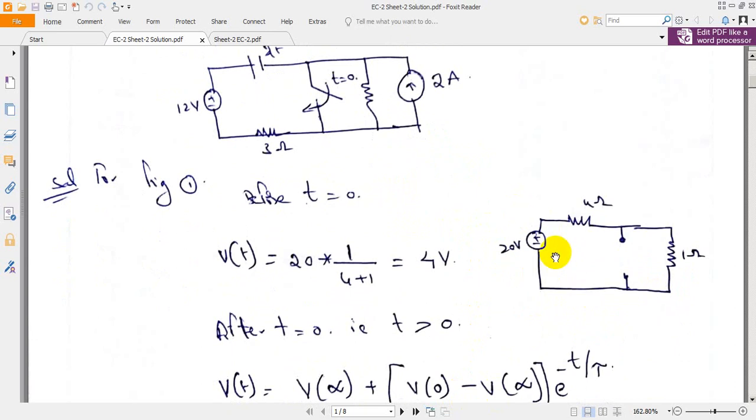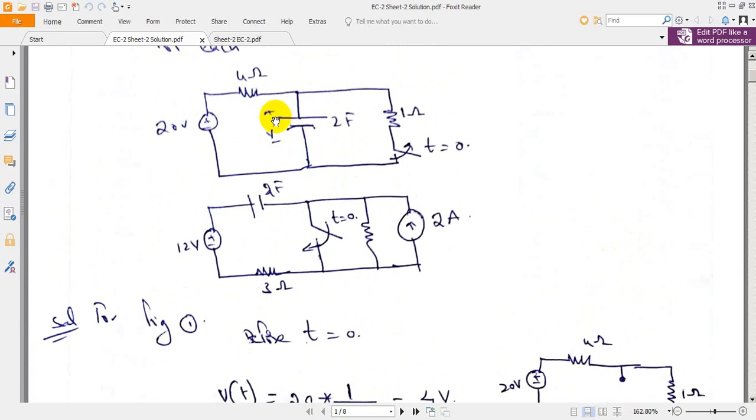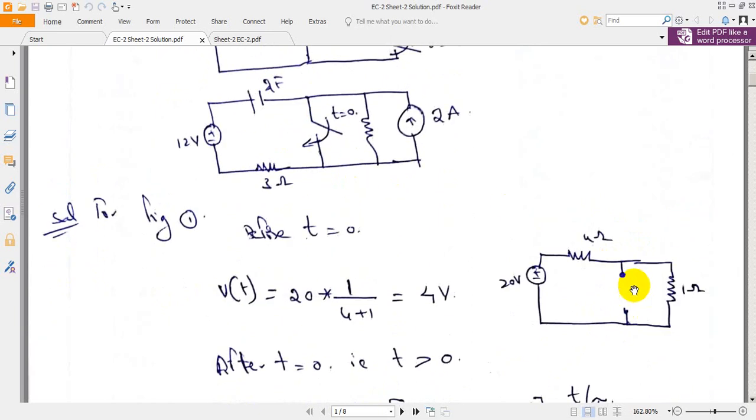Under these conditions, if we observe, in between we have a capacitor, and under continuous supply of voltage, this capacitor will get open circuited. When open circuited, we need to identify this voltage. This voltage is equal to the voltage across the resistor 1.